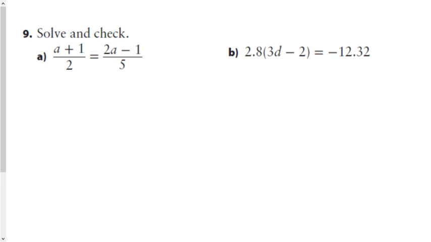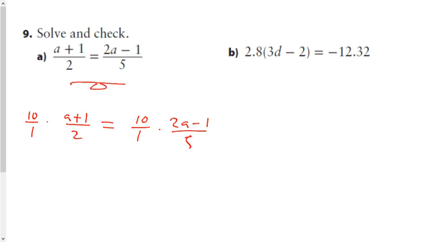Question 9 says solve and check. Since we have multiple fractions, what I'm going to do is multiply by the first common multiple both have. So I'm going to multiply this side by 10, and I'm going to multiply this side by 10, keeping them equivalent. We know that if we multiply this side by 10 and multiply this by 10, we maintain equality. Cross reduction. Padme had a revelation in her head, and she understands it now. It's brilliant. So when I cross reduce, I get a 5.